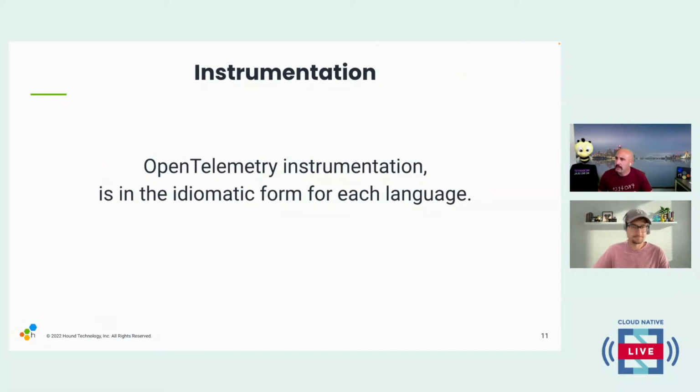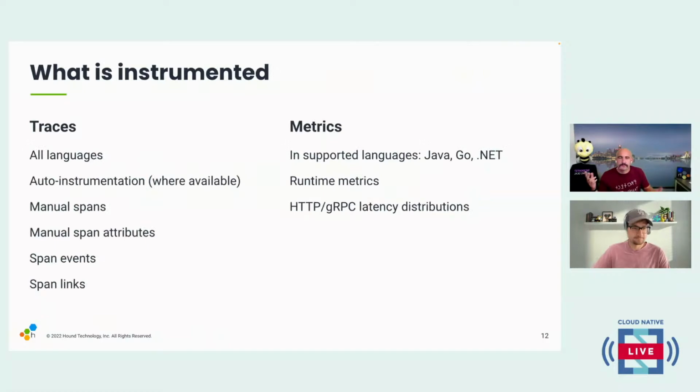Sorry, here we go. So what did we instrument? Well, for traces, all languages support trace, so they all have tracing support. We do auto instrumentation where available, so Java, Python. Node is kind of a weird thing. People call it auto instrumentation, people don't. I don't know where you want to sit on that, but we did it. It's pretty easy to do with Node.